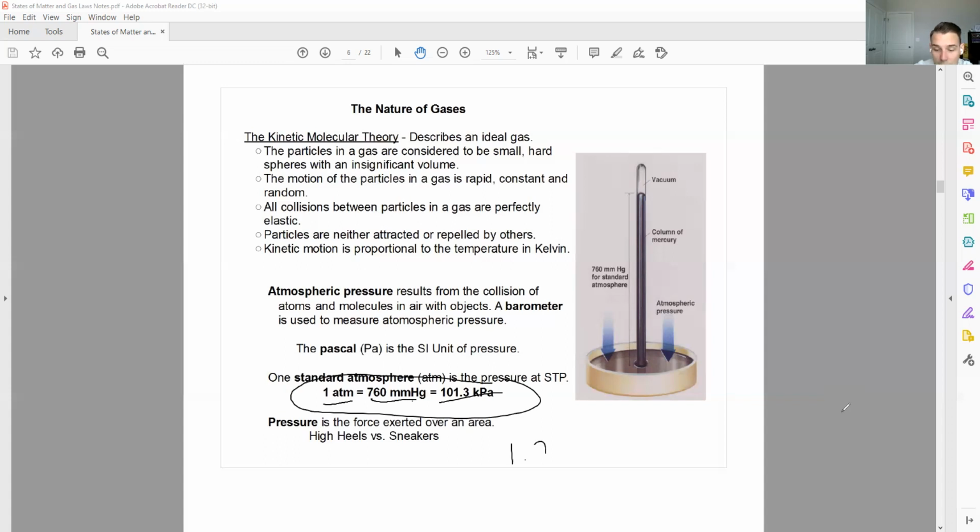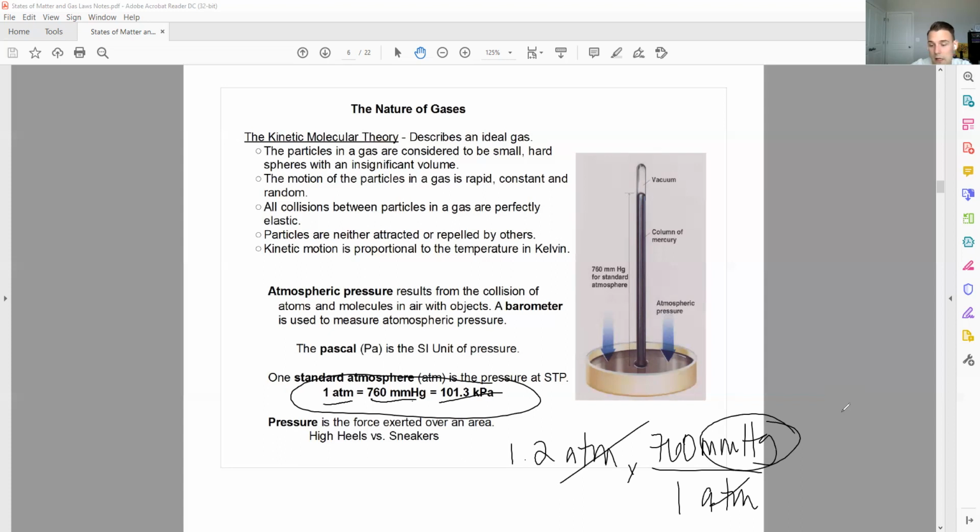So let's say I have 1.2 atmospheres, and I want to know how many millimeters of mercury. Well, I know in 1 atmosphere, there's 760 millimeters of mercury. So we can just do a little dimensional analysis. We'll be left with the unit that we want, and that's how we would do it.